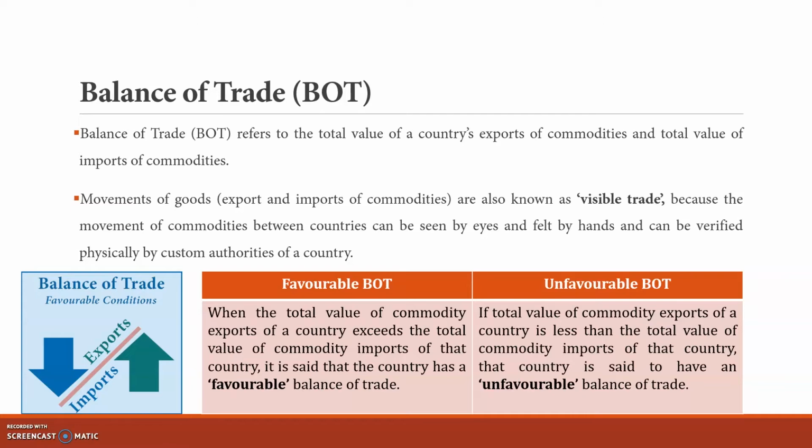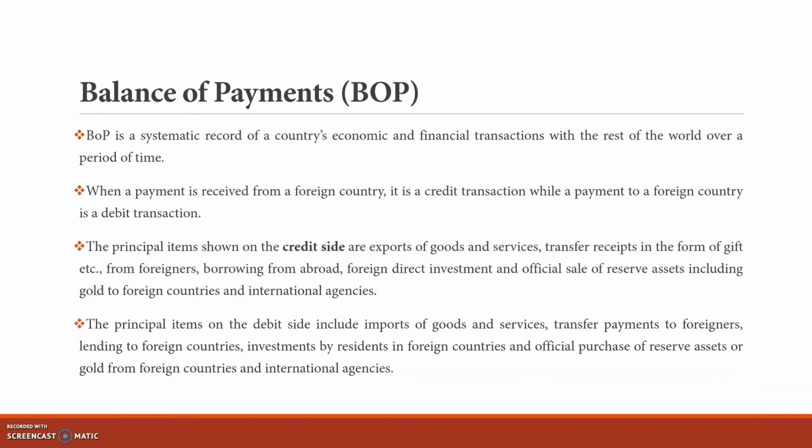Okay. Next we will see balance of payments. What is meant by balance of payments? There is a difference between balance of trade and balance of payments. Under balance of trade we take into account the total value of commodities alone, that is visible items. Under balance of payments we will add other things also. We will see what is meant by balance of payments.